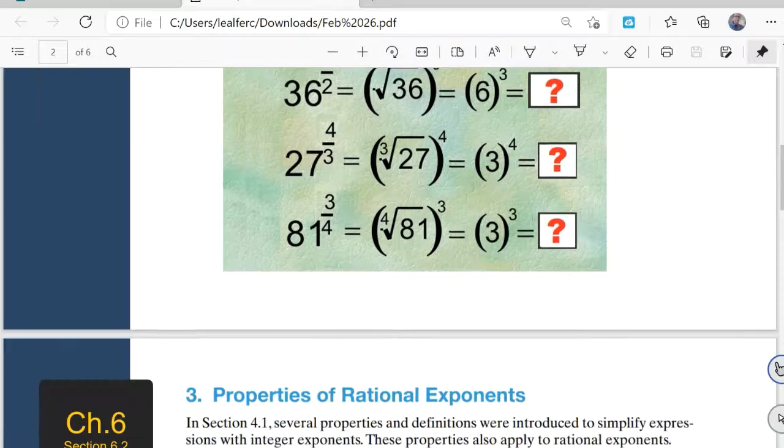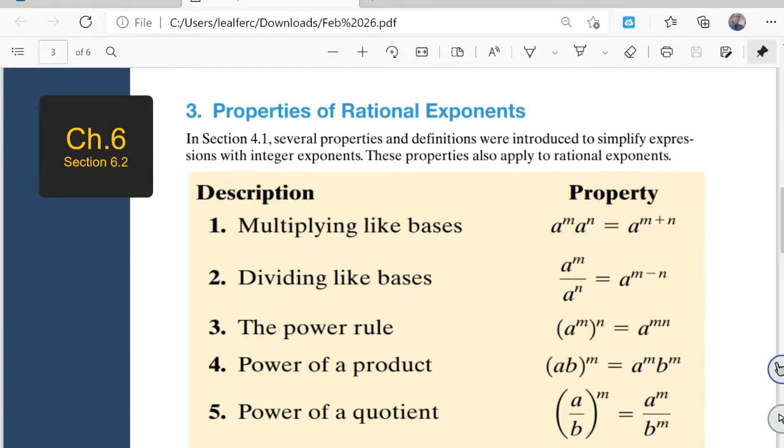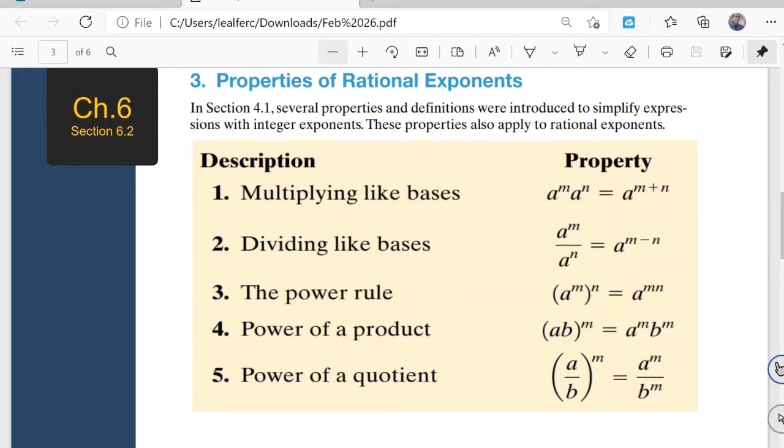Moving on, because today we have a new, it's not a new topic, to be honest. It's the next topic of our chapter 6 that we are working on. The next topic is about properties of rational exponents, and those are the same properties that we have seen before in chapter 4 on working with exponents. Check this out. We will apply them again to rational exponents.